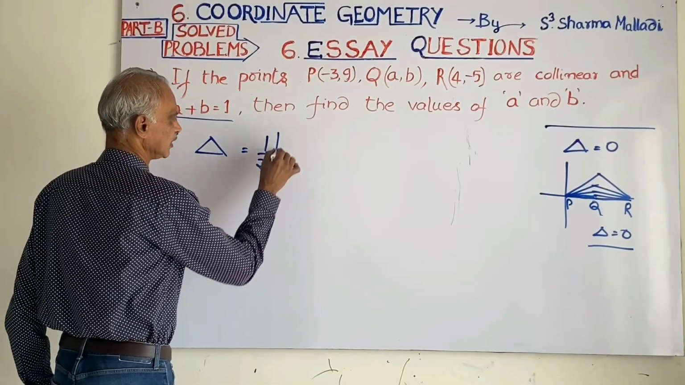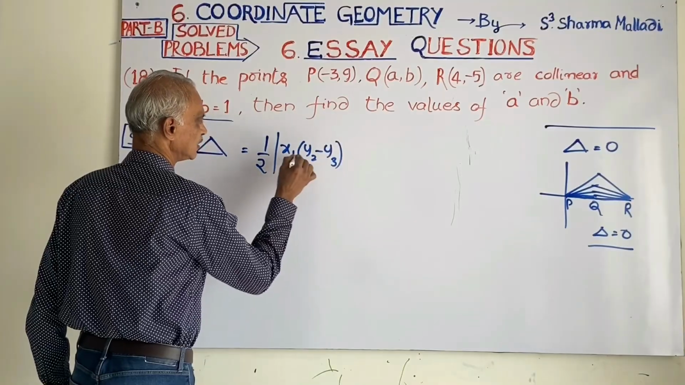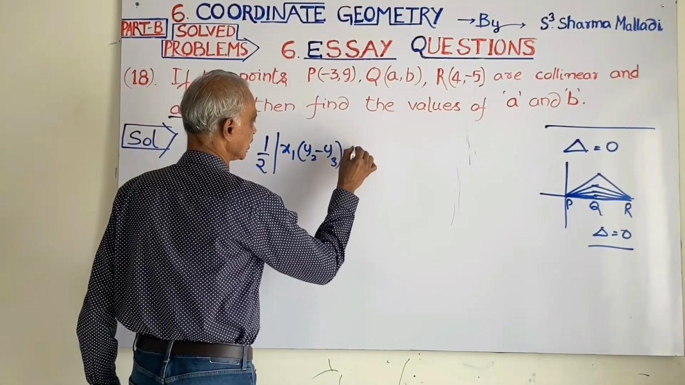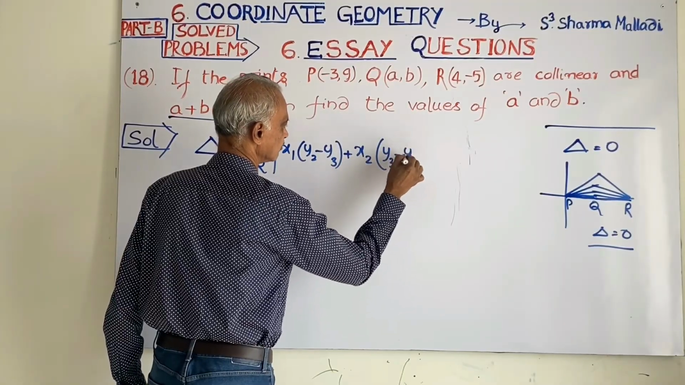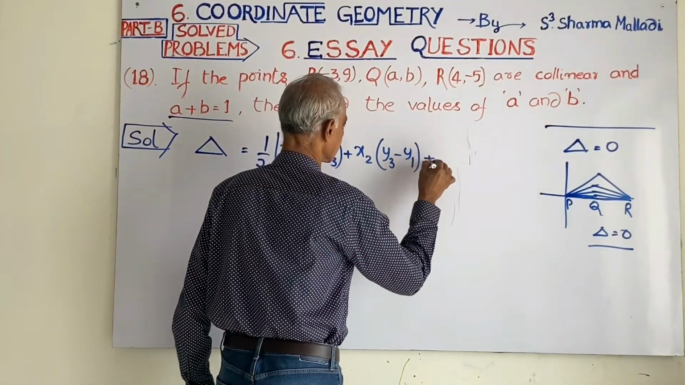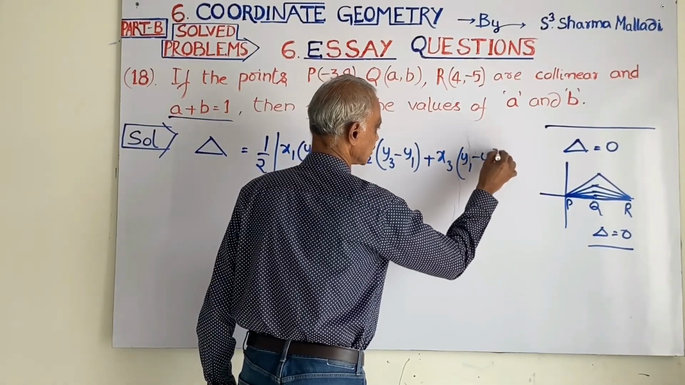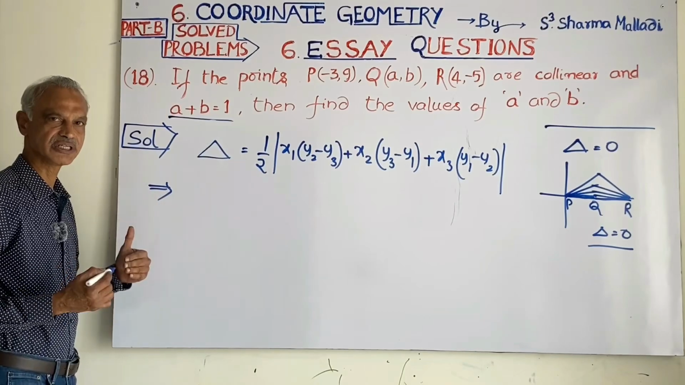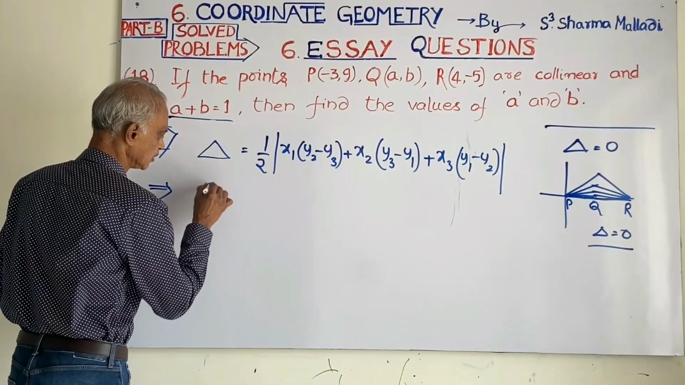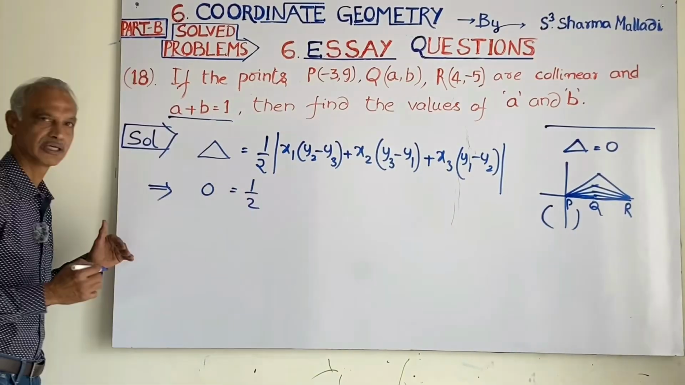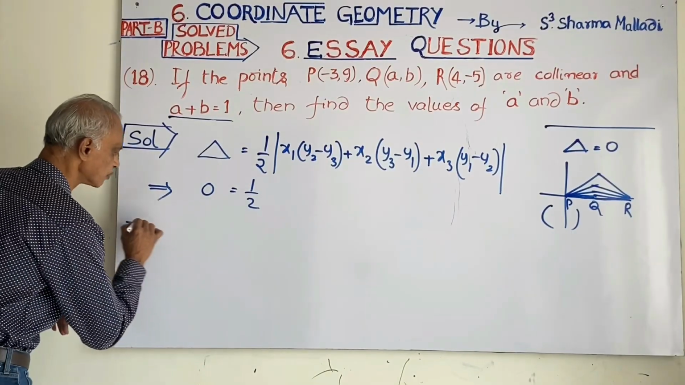What is the area of the triangle? Half into x1 into y2 minus y3, plus x2 into y3 minus y1, plus x3 into y1 minus y2. You should remember this one. P, Q, R are collinear points. That's why the area of the triangle formed by PQR is 0. 0 is equal to half into, because they are collinear points.